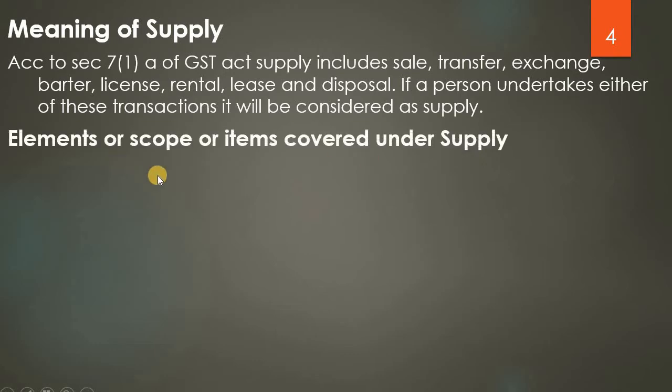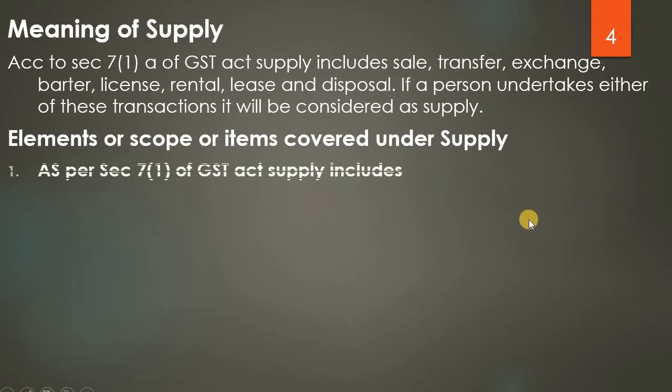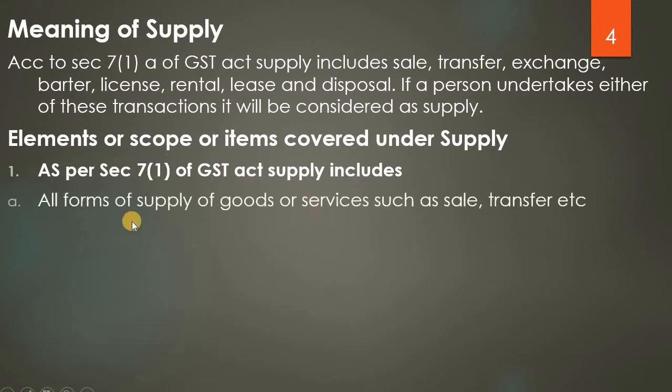Now let us discuss the elements, scope, or items covered under supply. As per Section 7(1) of the Goods and Services Tax Act, supply includes what? First, all forms of supply of goods or services such as sale, transfer, lease, rental, license, etc. So everything is included. If you are selling anything, exchanging anything, licensing anything, giving your land and building for rent or machinery for rent, or your land and building for lease, or machinery and equipment for lease, or if you are disposing of anything, everything is included in the meaning of supply. Then the second one, import of services.